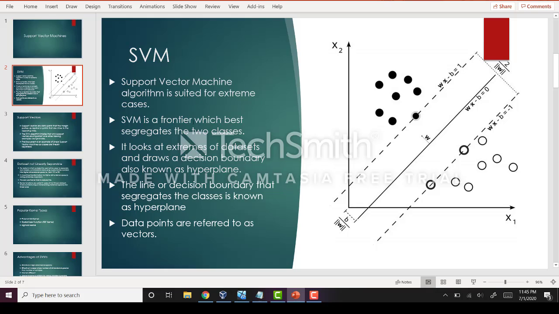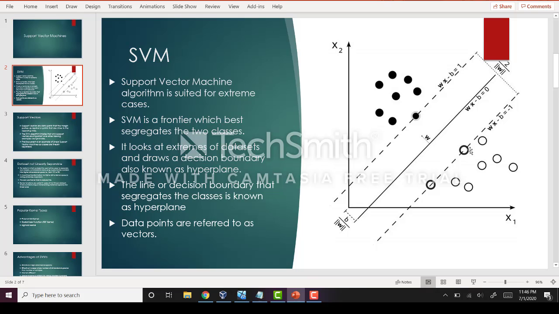SVM is a frontier which best segregates the two classes. It looks at the extremes of data sets, and then it draws a decision boundary, also known as a hyperplane. The line, or decision boundary, that segregates the two classes is known as a hyperplane.